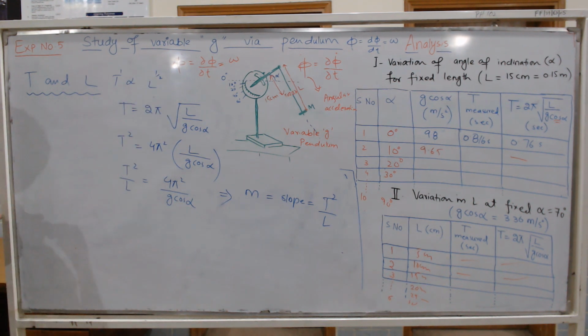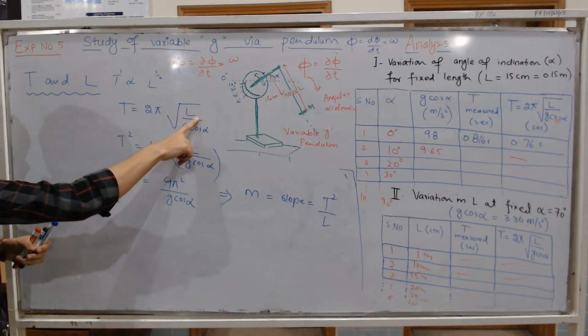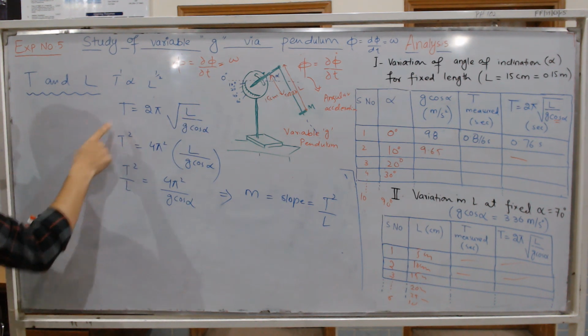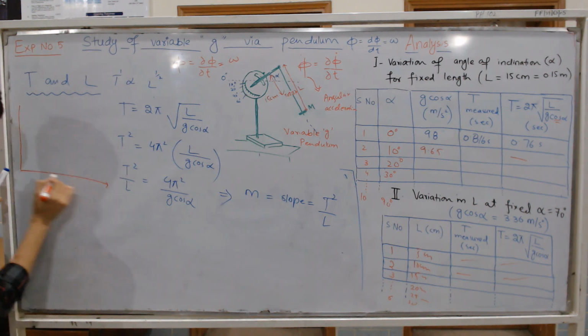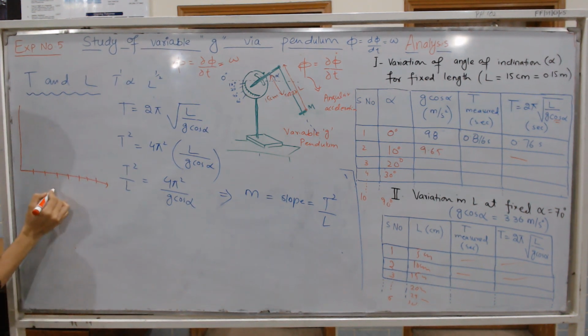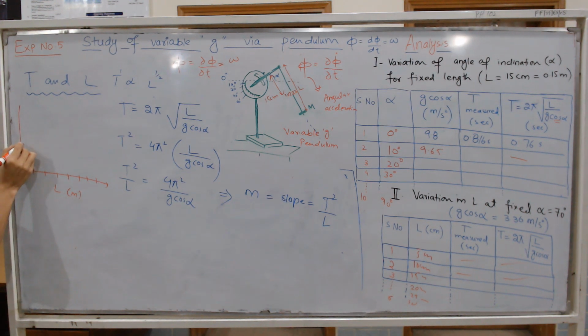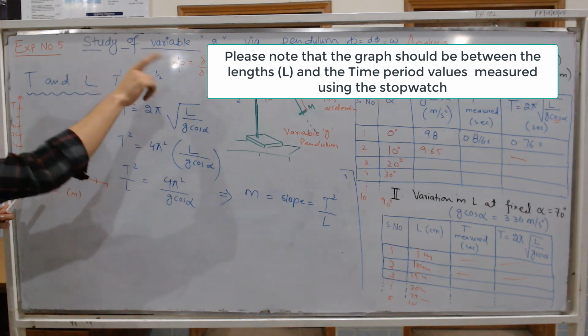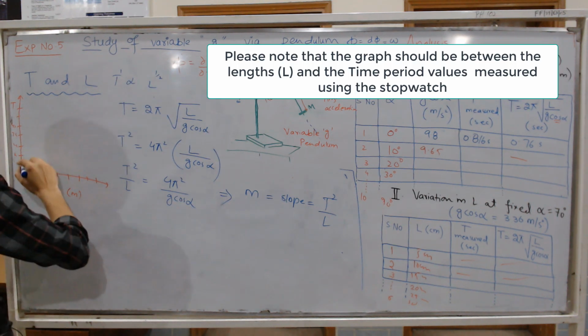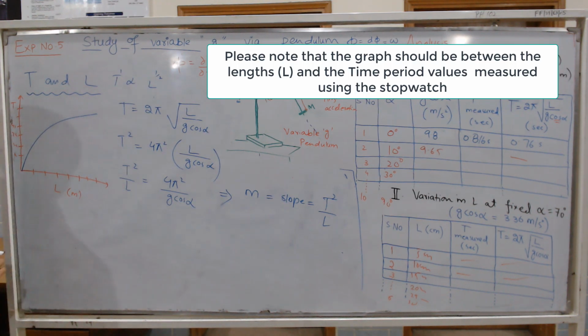So if I am increasing the length of the pendulum, the time period will increase. It means that the graph will be like this. On this axis we are having the length in meters, and on this axis we are having the time period T in seconds, let's say 1 second, 2 seconds, 3 seconds, 4 seconds. If I draw the relation in this case, it will be like this. It will not be increasing linearly.